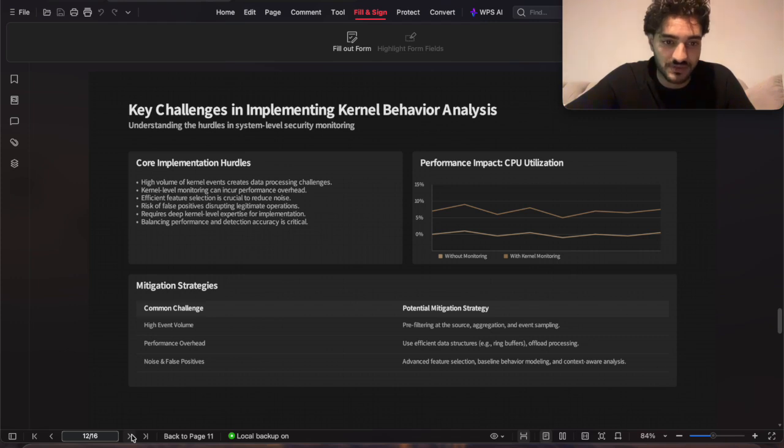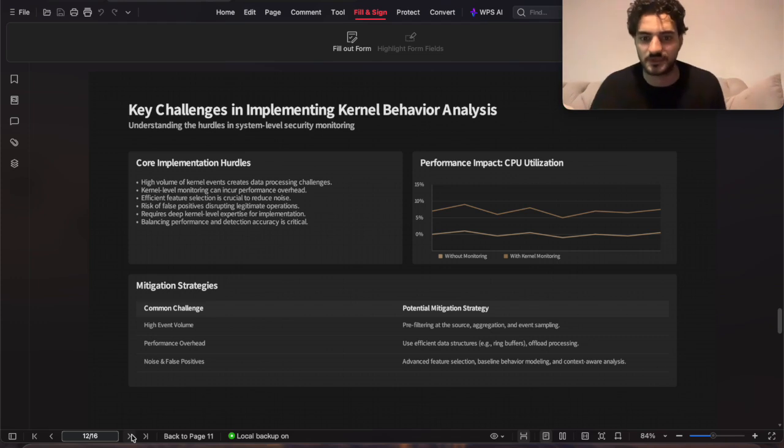As we can see in the mitigation strategies, common challenge and potential mitigation strategy. High event volume: filtering at the source, aggregation, and event sampling. Performance overhead: use effective data structures, e.g. ring buffers, and offload processing. Noise and false positives: advanced feature selection, baseline behavior modeling, and context-aware analysis.